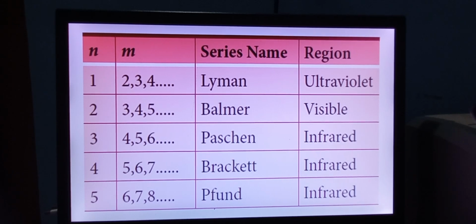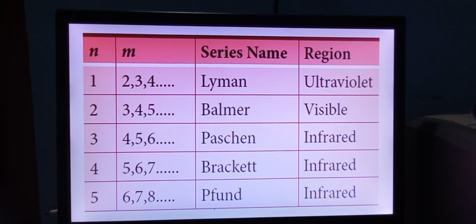Next, hydrogen series. Here n, m, then series name, region. n equal to 1, 2, 3, 4, 5 and m series is given, and series name Lyman, Balmer, Paschen, Brackett, Pfund series, and the region: Lyman series ultraviolet, Balmer visible, Paschen infrared, Brackett infrared, Pfund series infrared. If you draw this tabular column, you will get 3 marks.